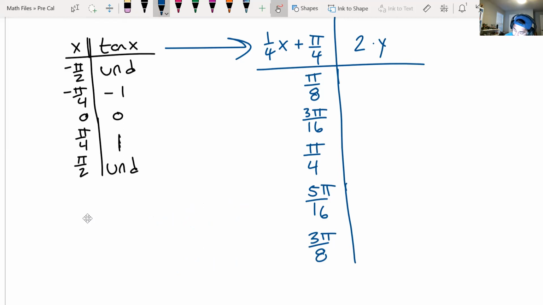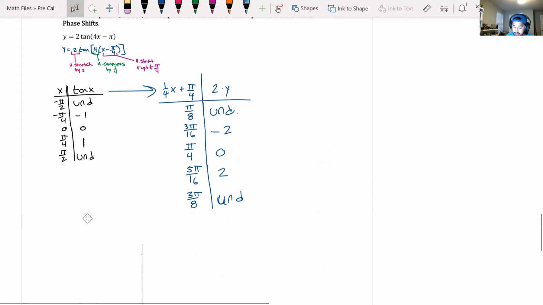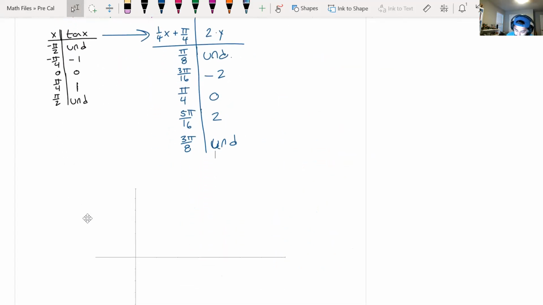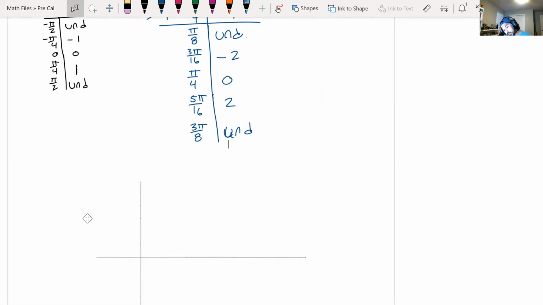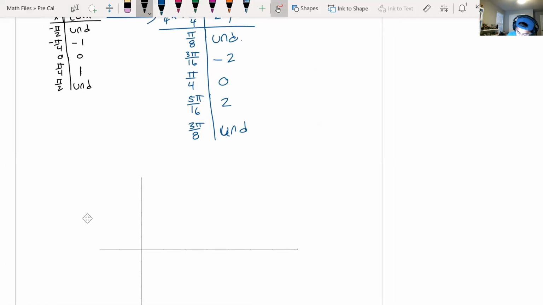2 times undefined is double undefined. 2 times -1, -2, 0, 2, undefined. Yeehaw. And now we just graph it. I should show this one by key points because you're gonna get, I think, different x values. So we're gonna have to see this one by key points as well. All right. So here's pi over 8, 3 pi over 16, pi over 4, 5 pi over 16, and 3 pi over 8.